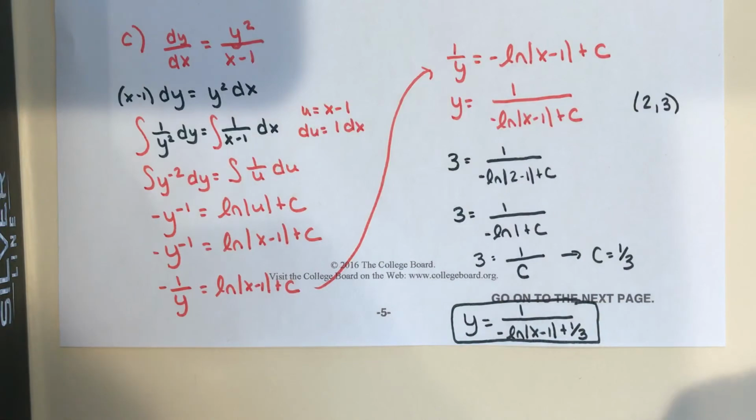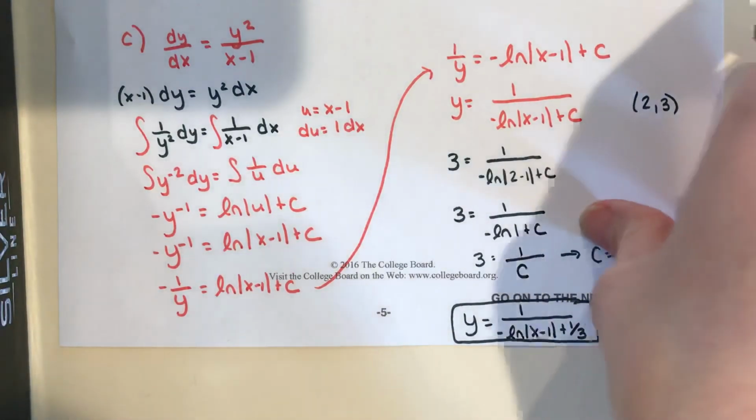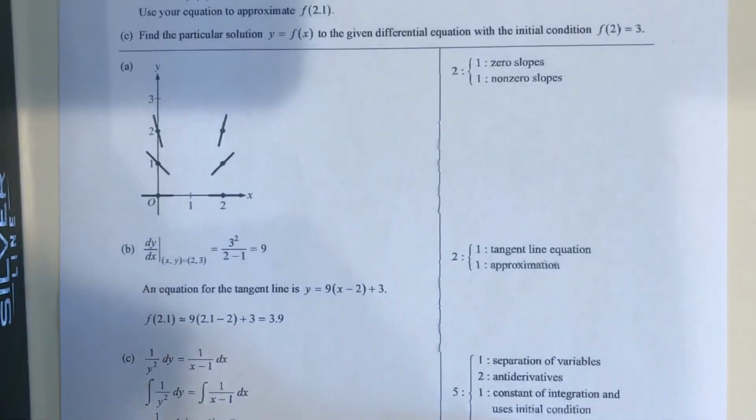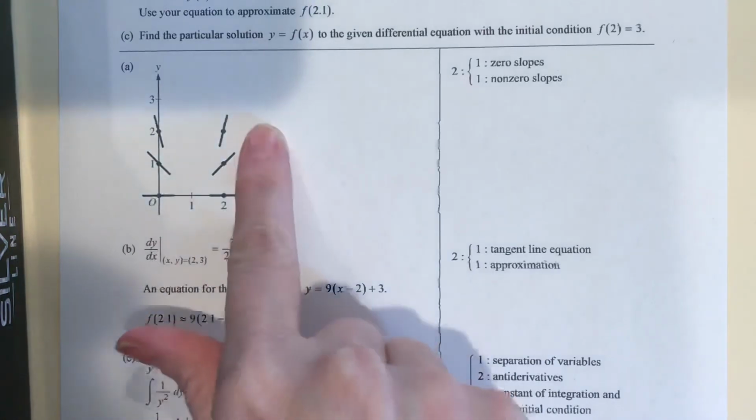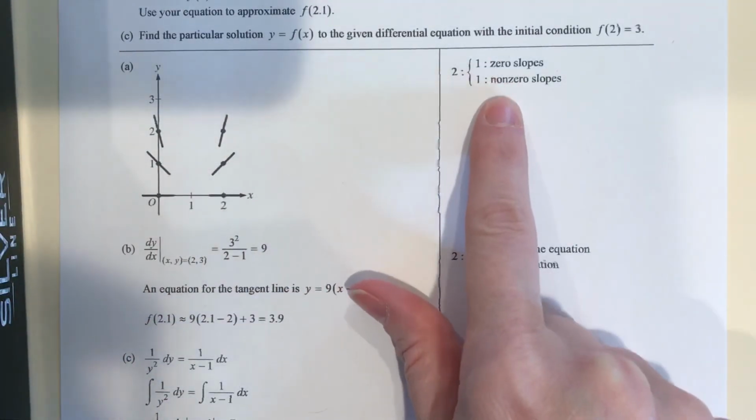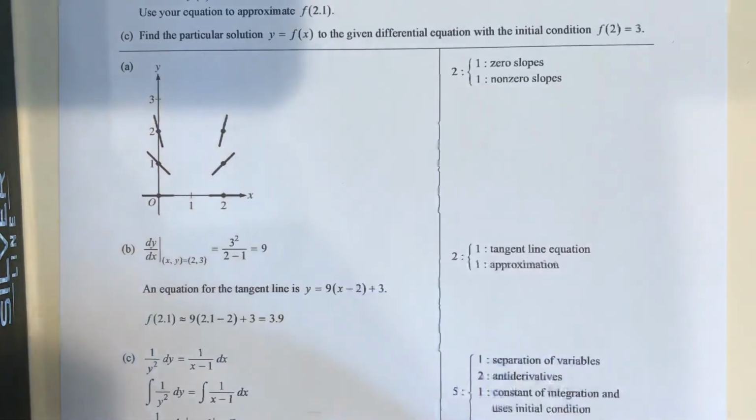So let's just take a look at the scoring guidelines for this question so you can see how you would have gotten your full credit. So I'm going to switch over to the scoring guidelines. So I already went over part A, right? Part A, here's an example of what your slope field should look like. You get 1 point for the zero slopes, 1 point for the non-zero slopes.